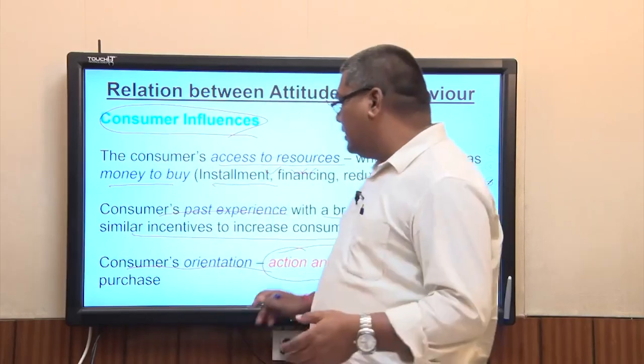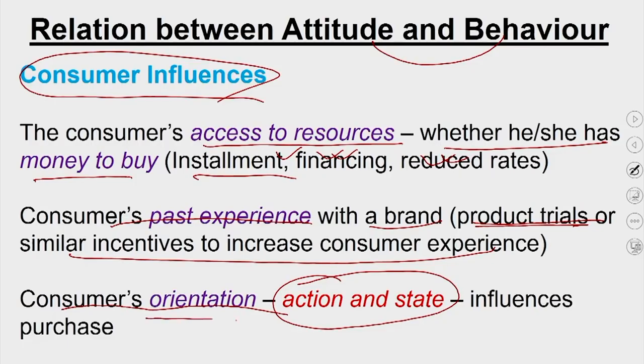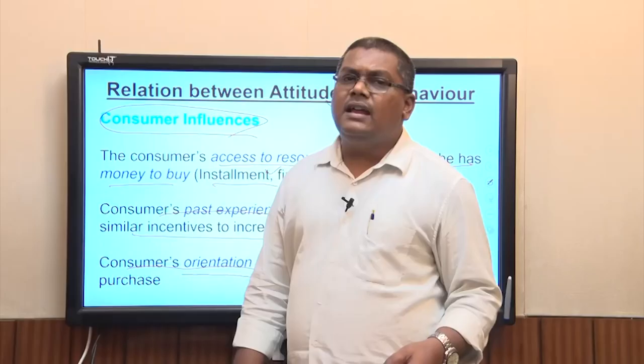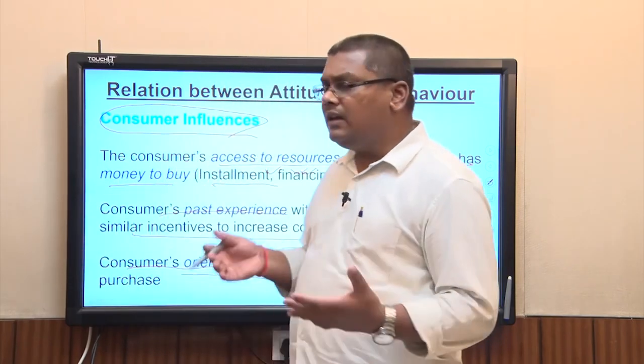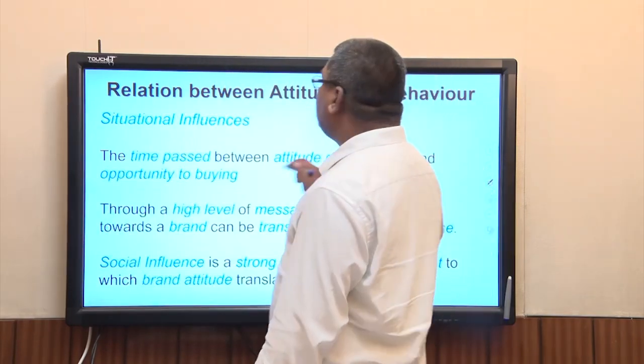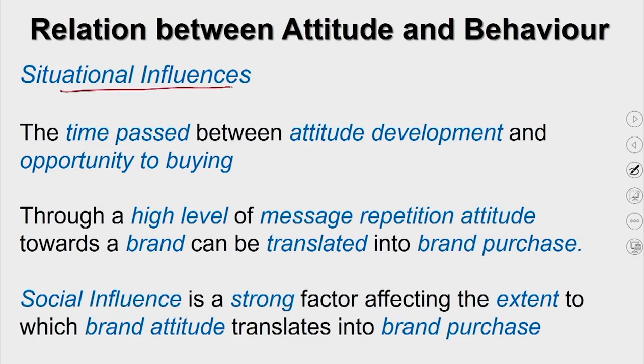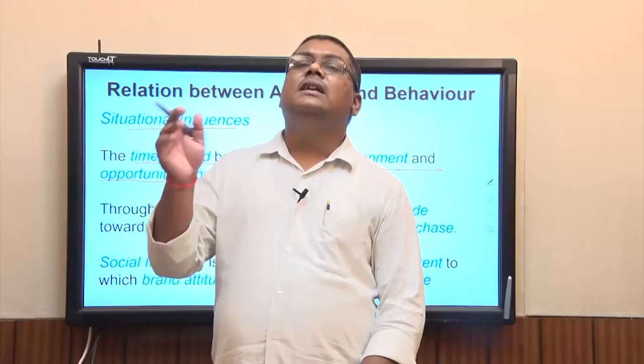So he waits. What the marketer can do is look at both these types of consumer orientations, and depending on that, make necessary changes to the product or advertisements and make the buying a success. Now, there are certain situational factors which also affect the relationship between attitude and behavior. For example, how much time has passed between attitude development and the opportunity to buy? If enough time has passed between the attitude development and the opportunity to buy, the behavioral intention towards buying actually decreases.